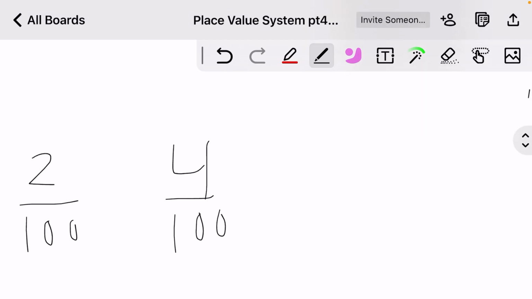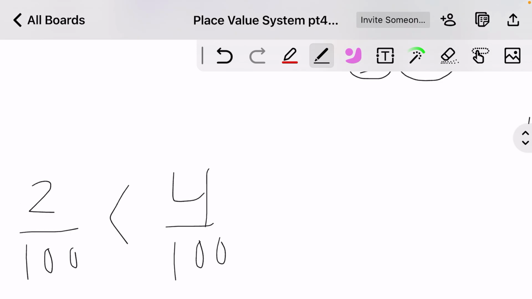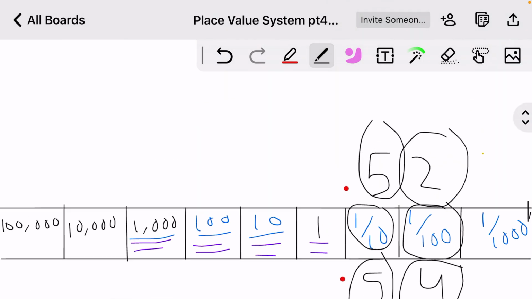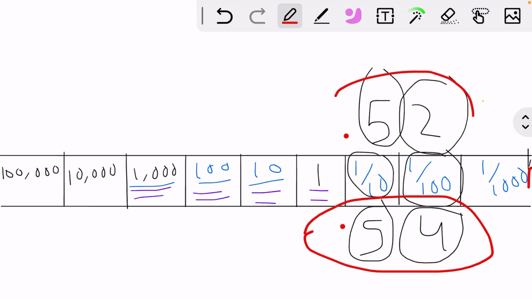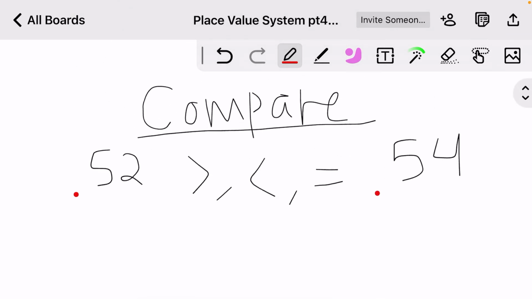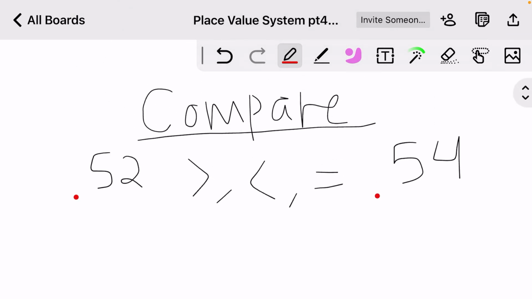Because these two fractions have the same denominator, all we have to do is look at the numbers on top and see which one is greater. Of course, 4 is greater than 2, so 4/100 is greater than 2/100. That means this decimal is greater than this decimal. So to go back to the original example, 0.52 is less than 0.54.